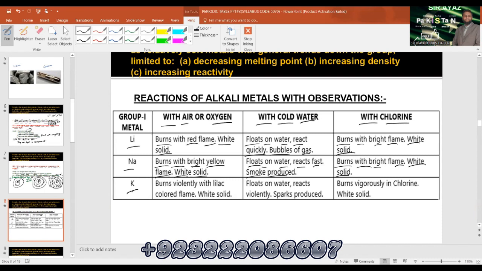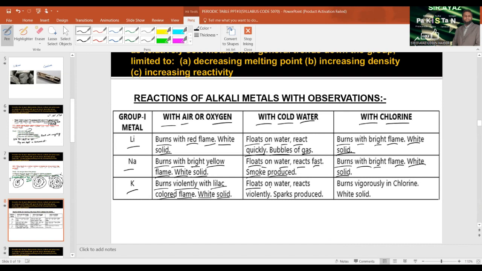What about potassium? Potassium now burns violently with a lilac colored flame and a white solid is produced on reaction with oxygen. With cold water, it reacts violently. Just like lithium and sodium, it also floats on water, but it reacts violently. You see the things are getting quicker and faster. There will be a violent reaction. Sparks will be produced. And with chlorine, it burns vigorously. With chlorine, a white solid will be produced.